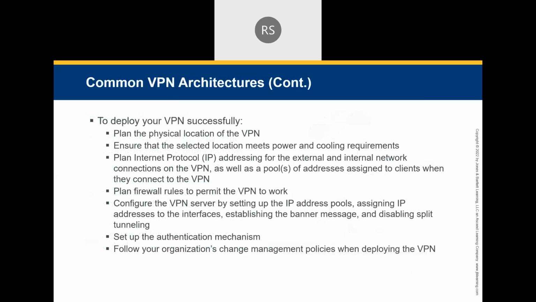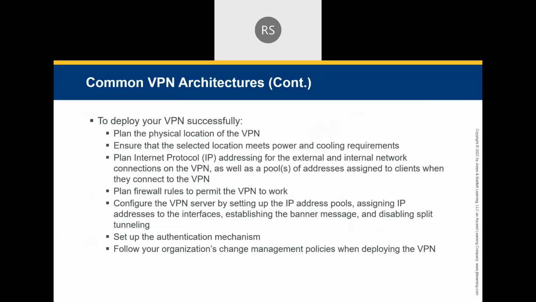Now, to deploy a VPN successfully, there's a couple of steps that we need to do. First, we need to plan the physical location of the VPN. So you make sure that it meets the power and cooling requirements. You determine the IP addressing for internal and external network connections to the VPN. You want to allocate a pool of IP addresses assigned to clients when they connect to the VPN. Configure the firewall rules to permit VPN traffic. You also set up IP address pools and assign those IP addresses to interfaces.